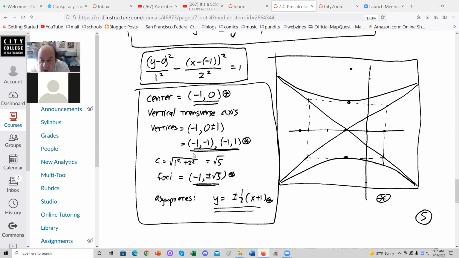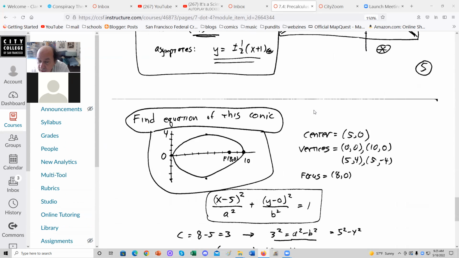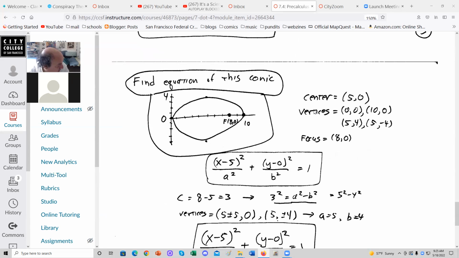The c, the length to the foci, is root of 1 squared plus 2 squared, which is root 5. So the foci are at negative 1 by plus or minus root 5. And the asymptotes involve 1 over 2, and it'll be y equals plus or minus a half times x plus 1 here and here. Now here, let's run the other way around.